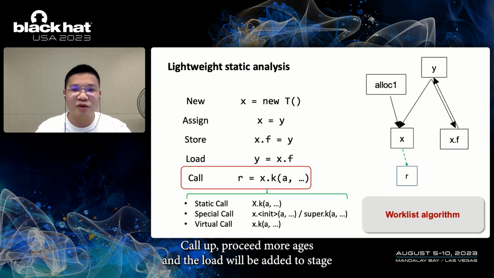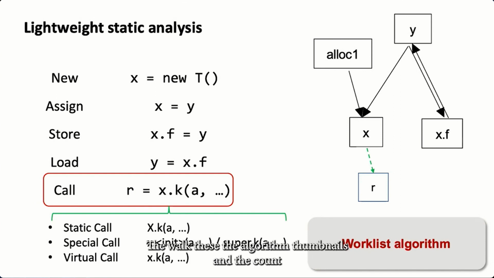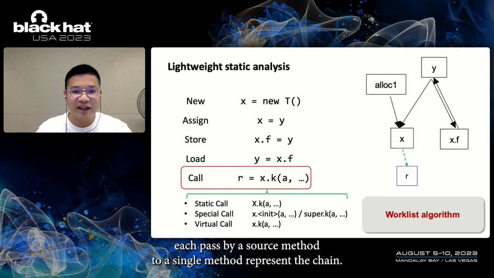As more function calls are processed, more edges and loads will be added to the SPAG graph. For example, in the code on the slide, if the object pointed to by X can flow to R, an edge from X to R will be added to the SPAG. At this point, because of the addition of the new loads and the new edges, the taint propagation can resume. When all method calls have been processed, the worklist algorithm terminates and the complete call graph is generated. Next, we search for the sink method in the call graph and output all paths that reach the sink method. Each path from a source method to a sink method represents a gadget chain.